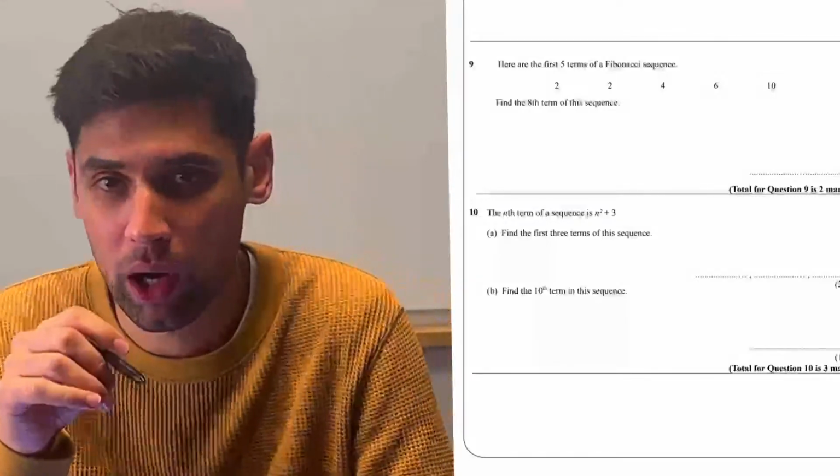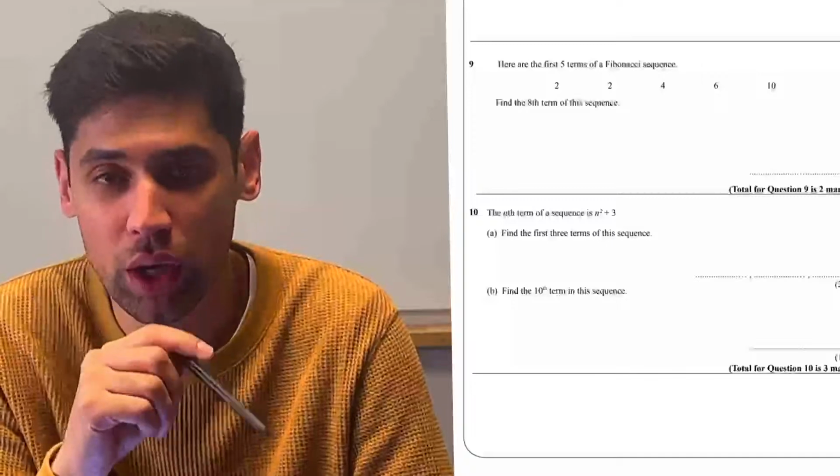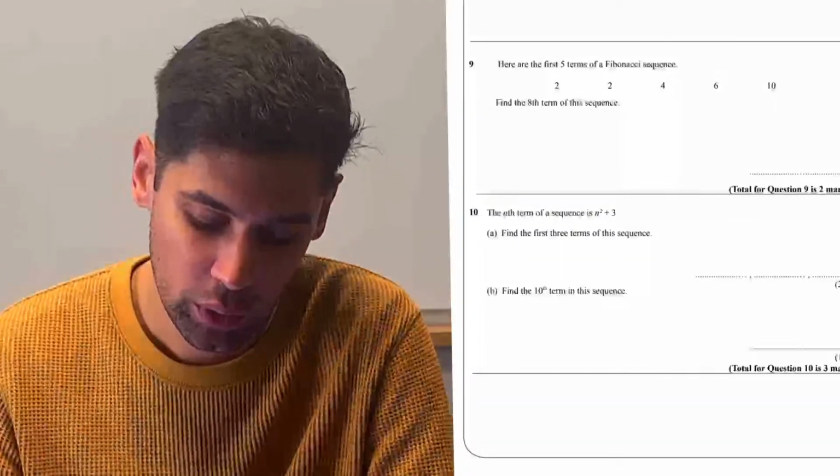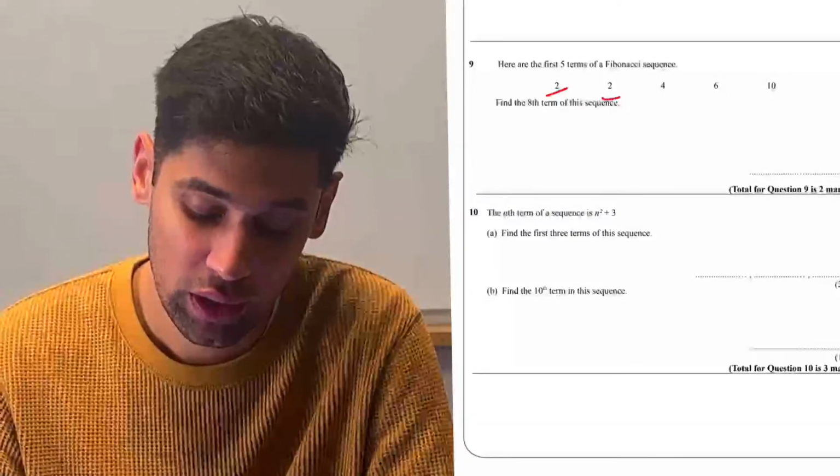The way you work out a Fibonacci sequence is you just add the previous 2 terms to work out the next term. So here, we've got 2 plus 2 equals 4.